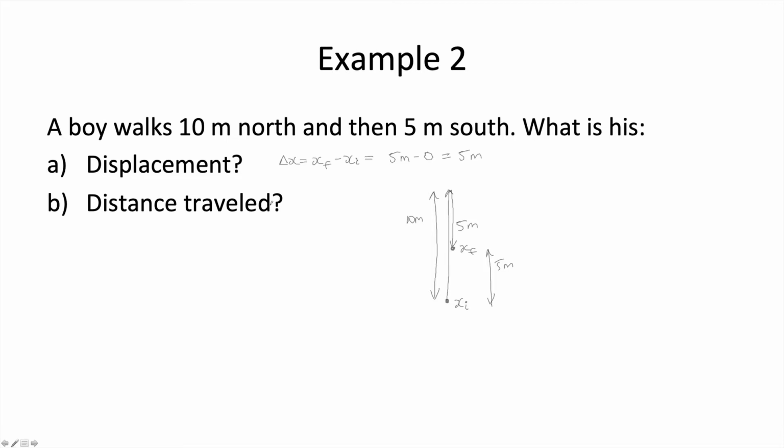The distance he's traveled, well, he walked the 10 meters up and then he walked the 5 meters back. So this is 10 meters plus 5 meters, and so this is equal to 15 meters. Now, because displacement is a vector, I should have given a direction with my 5 meters. So I should have said this was 5 meters north. Back on the last example where it was 0, 0 doesn't have a direction, so we didn't need to worry about it in that example.